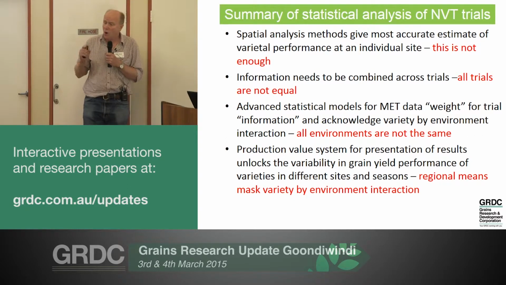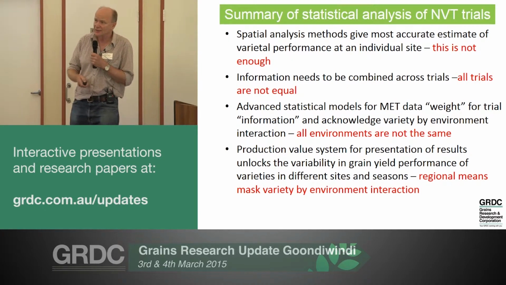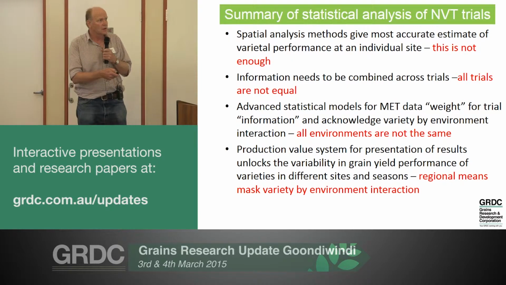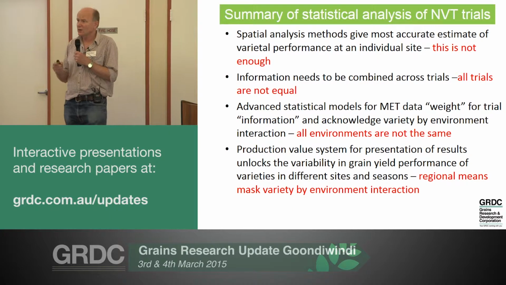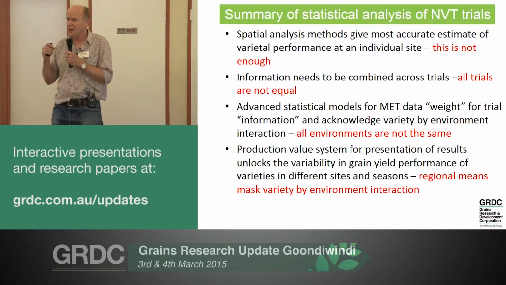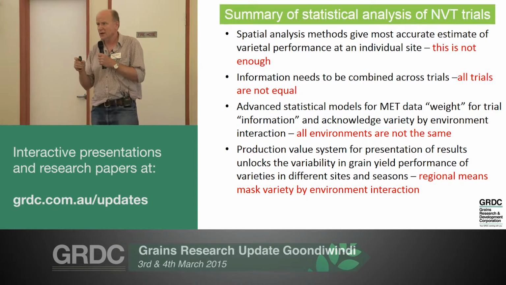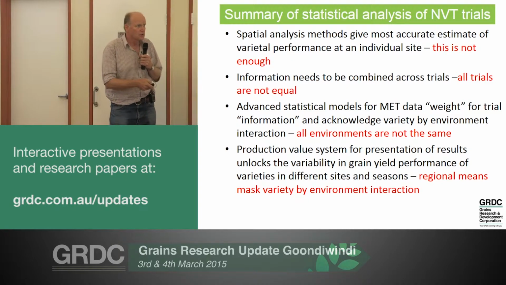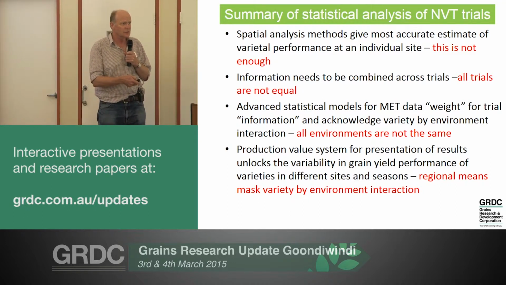Okay, so why are we doing this analysis? Firstly, estimating individual trial data is not enough. You need it to be combined in an across-sites analysis, but all trials are not equal. They're not equal in the amount of error, nor are they equal in the way that they are predicting varieties. So we are changing the way that we do this analysis.